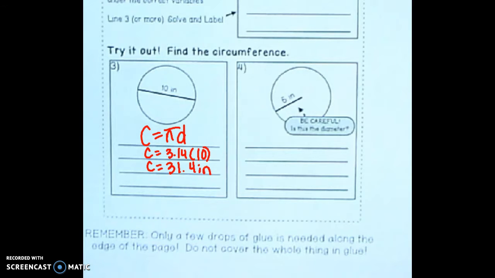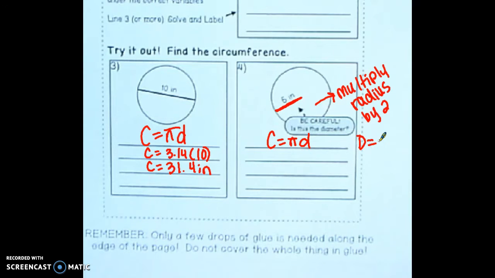All right, we have to be careful because some circles will not give you the diameter. It's only going to give you halfway through. This is actually the radius, not the diameter. Our formula is circumference equals pi times diameter. Well, from our earlier notes, we know that radius is half of the circle. Diameter is the line all the way through the circle. So to turn radius into diameter, you're going to multiply the radius by 2. So the diameter equals 6 times 2, which is 12.